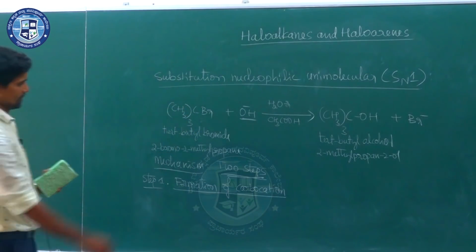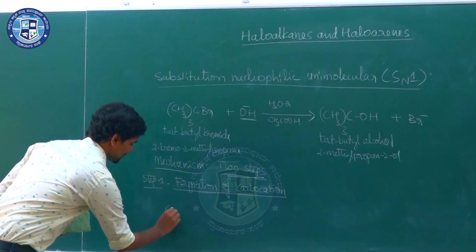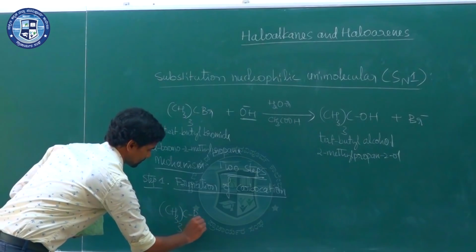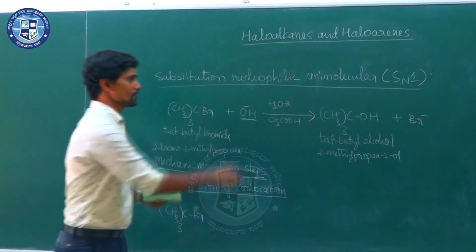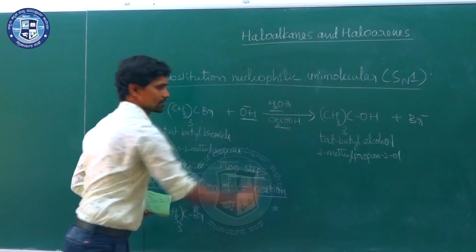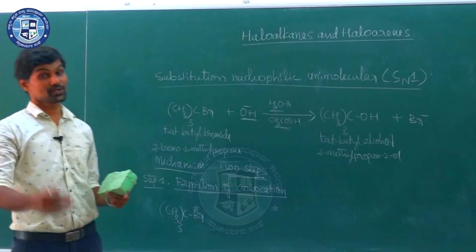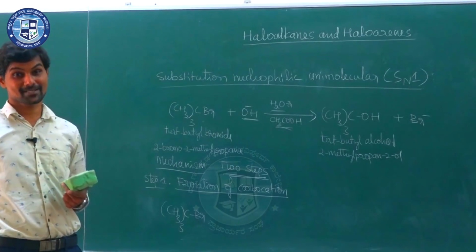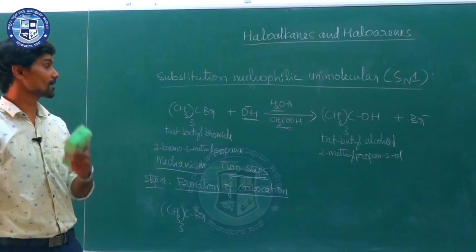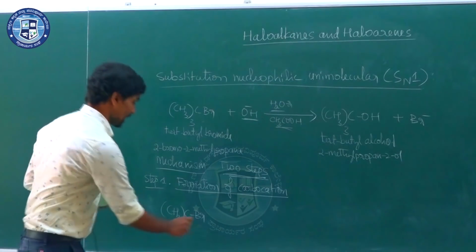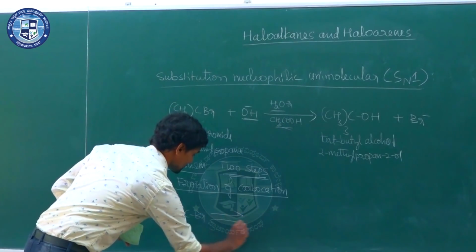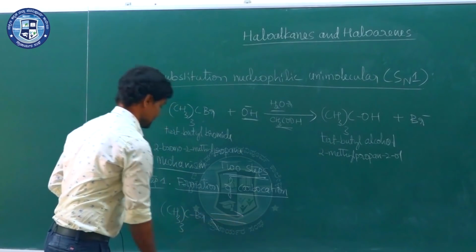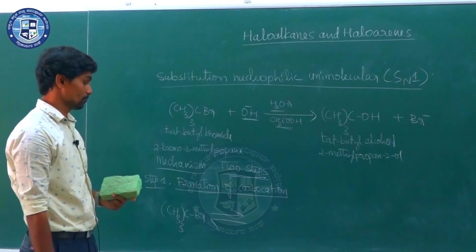How does it happen? Tertiary butyl bromide, (CH3)3CBr, in the presence of a protic solvent, actually a polar protic solvent. It is a polar molecule and donates H plus ion, proton, therefore it is called polar protic solvent. What happens is this tertiary butyl bromide gives carbocation and bromide ion.